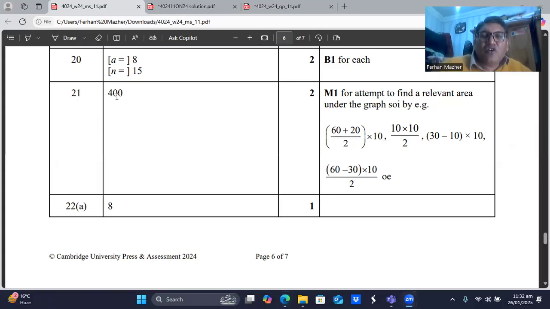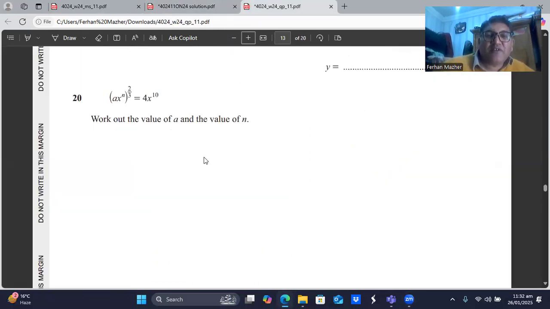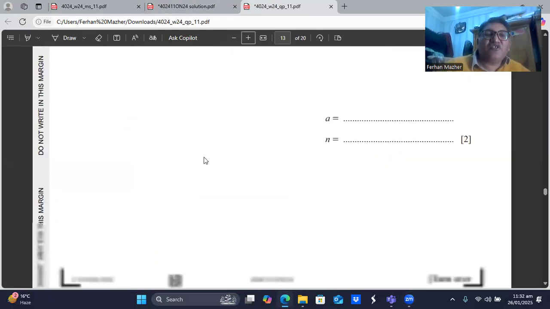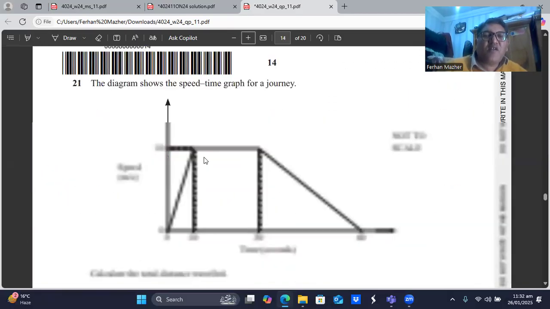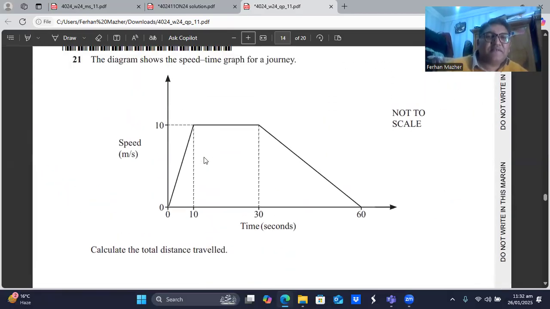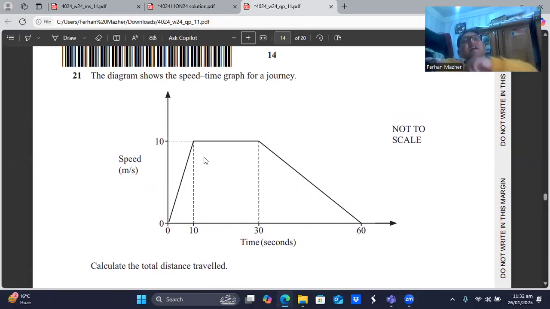Okay, so let's go to the next question. The next question coming up on your screen is question number 21. The diagram shows the speed time graph for a journey. On the y-axis, the speed is represented. On the x-axis, the time is represented. And they say calculate the total distance traveled.